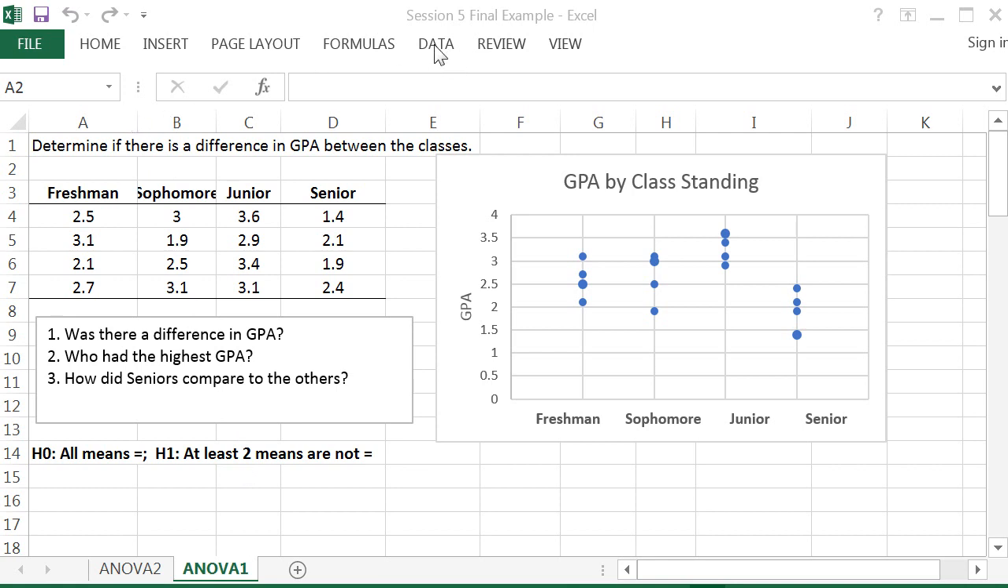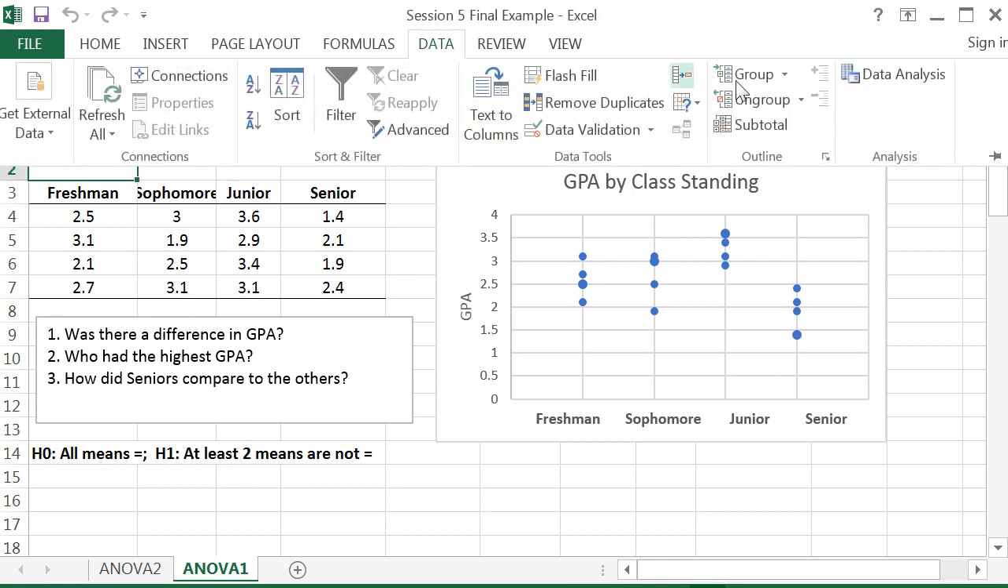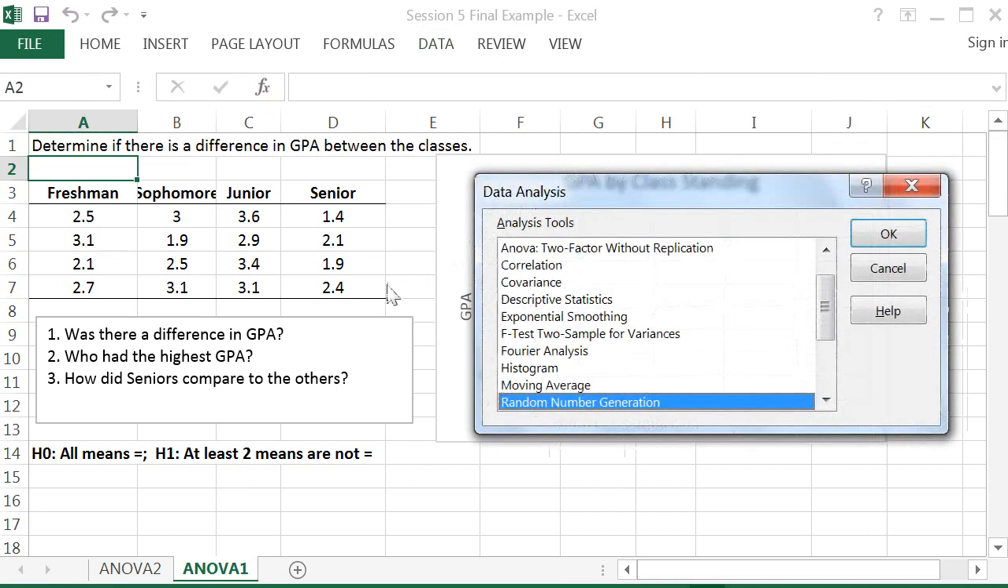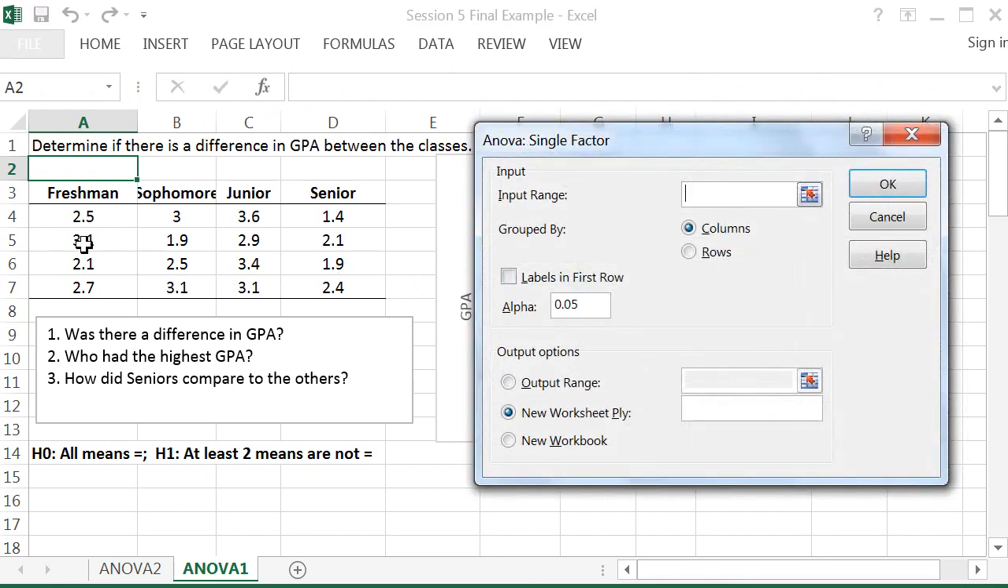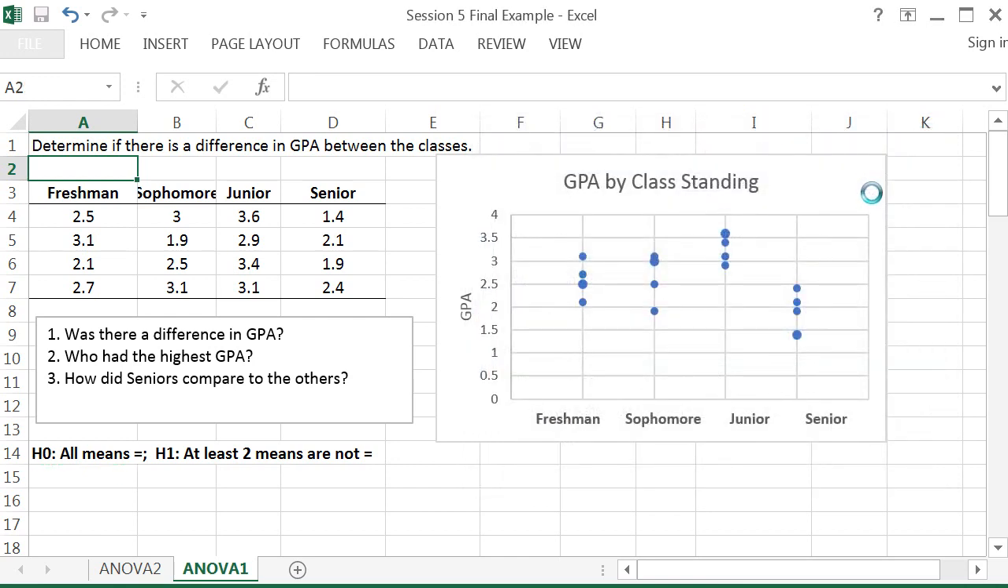So I am going to go to the Data tab here and go to Data Analysis. I'm going to do a single factor ANOVA right up at the top. Click OK. My input range, just going to drag over the data here. Make sure that my labels in first row is selected. Make sure you select the labels when you do that, otherwise it'll mess up. And I'm going to do an output range here and put my upper left corner of the table right there and click OK.